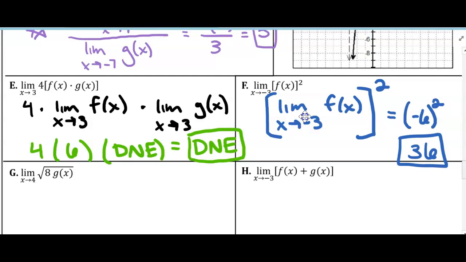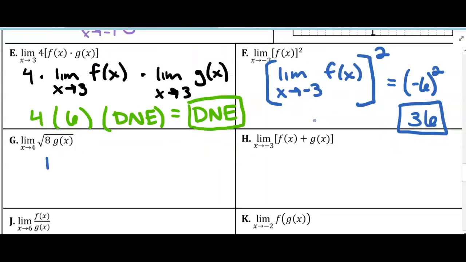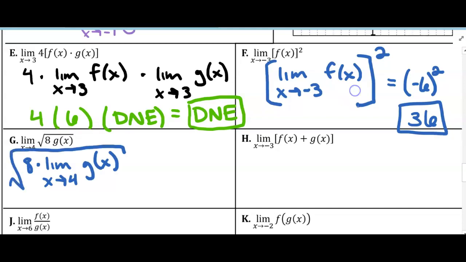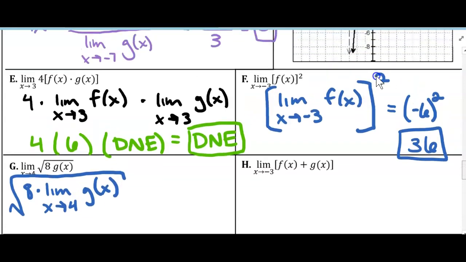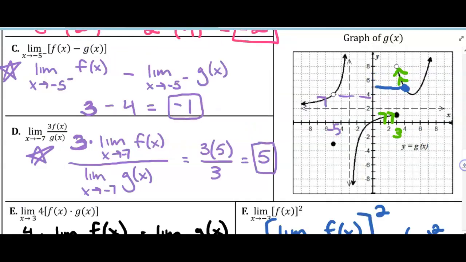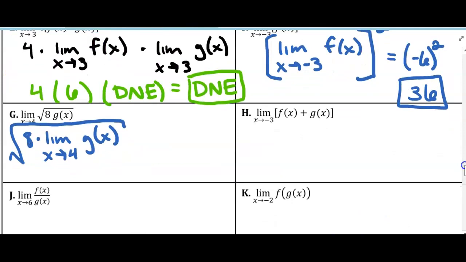We will do the same thing for g. I have the limit as x approaches 4 of g of x. Going to have a coefficient of 8. I'm going to be able to throw that out front. And then I will take the square root of this entire thing. And so we will go to our graph of g, see what's happening as x approaches 4. Looks like we're here. That's going to be a y value of 5. So I'll plug that in. 8 times 5. I multiply those things together and I get the square root of 40.